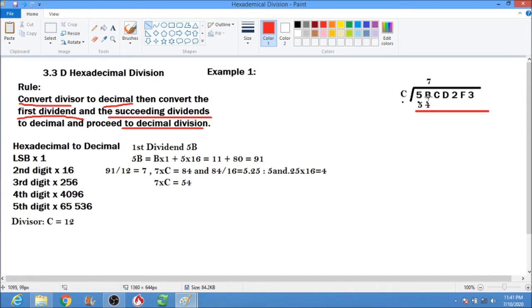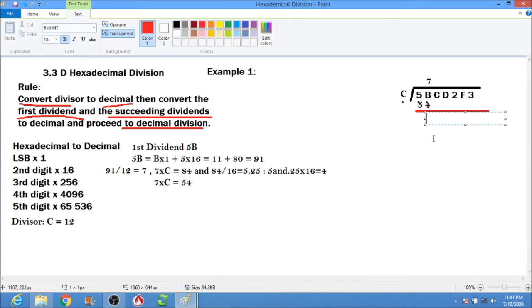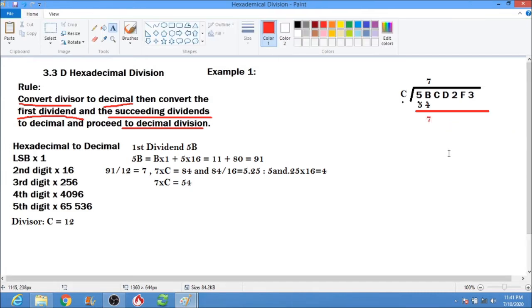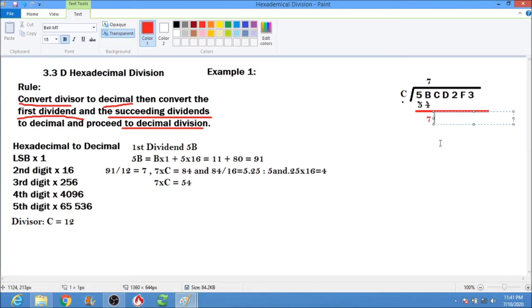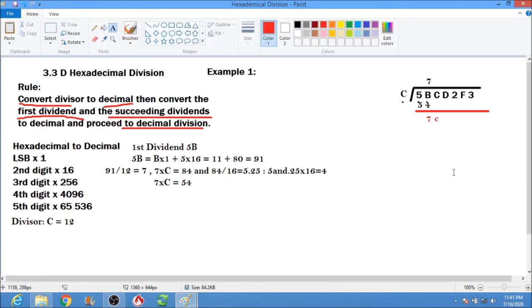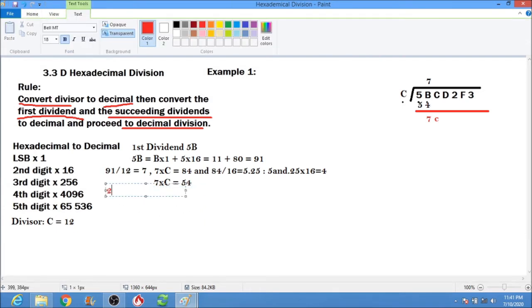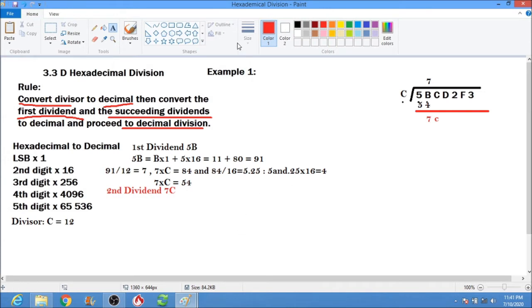So we have B is 11. B is 11 minus 4, and that will be 7. So our answer is 7. Then bring down C. Then our second dividend is 7C.